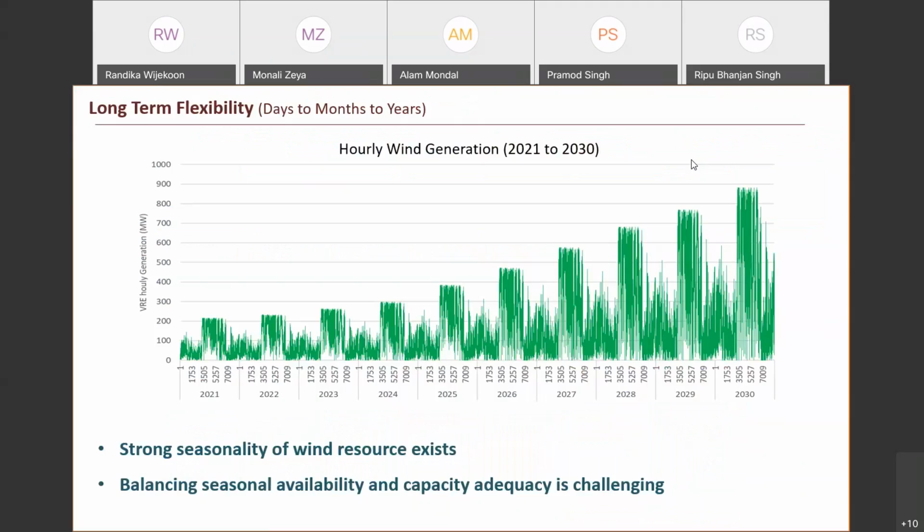Starting with the long-term flexibility challenges. For example, one of the challenges is the very strong seasonality of wind resources. This figure shows the hourly wind generation expected from the capacities that are expected to be developed in the next 10 years. We can see that wind, being a variable and seasonal form of generation, has a very strong seasonality that will challenge our balancing in seasonal availability and also capacity adequacy.